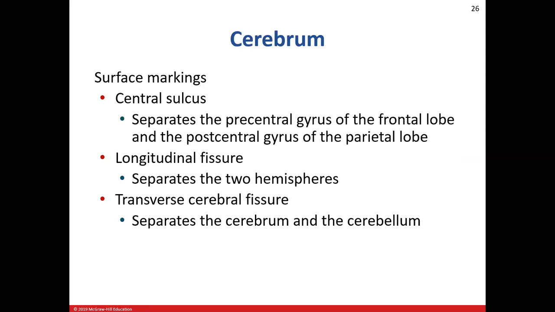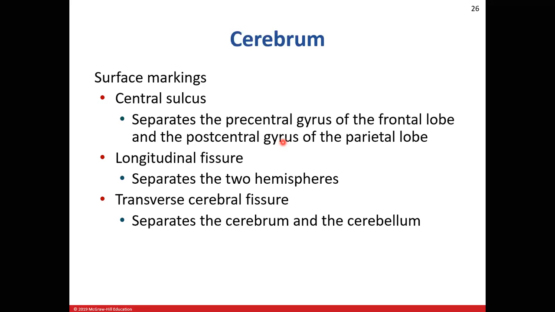We look at the central sulcus first. And the central sulcus is going to separate the precentral gyrus of the frontal lobe and the postcentral gyrus of the parietal lobe. So this basically is the dividing line of the two lobes. But make sure we understand the terminology. The precentral gyrus is going to be the gyrus that's in front of the central sulcus. The postcentral gyrus is going to be the gyrus that's after the central sulcus. Remember, a gyrus is essentially one of those ridges.